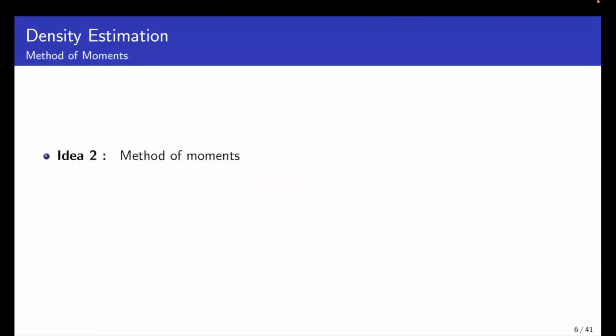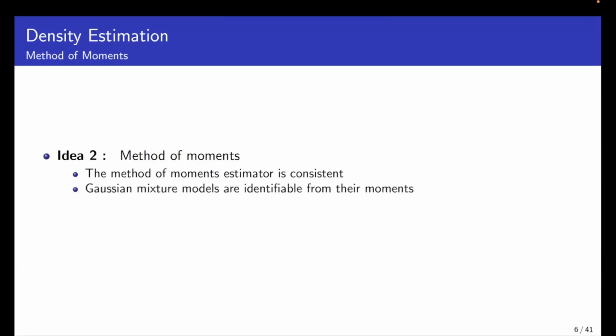So the second idea is to use another classical technique, which is known as the method of moments. Now, one nice thing is that this method of moments estimator is consistent. That means that as my sample size tends to infinity, I'm guaranteed to recover the true underlying density. In addition, it's been shown, and I'll touch on this in more detail in a bit, that these Gaussian mixture models are identifiable from their moments. This means that if I run this method of moments procedure, I am guaranteed to recover the true Gaussian density.